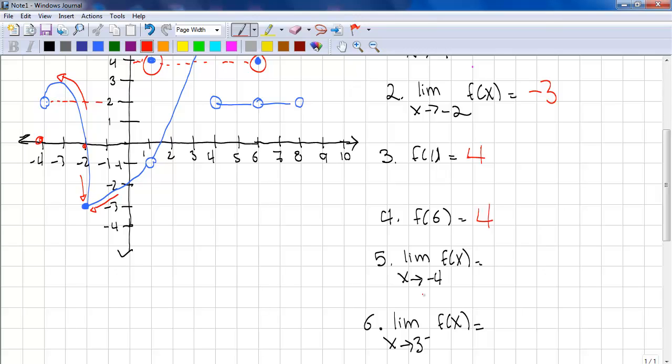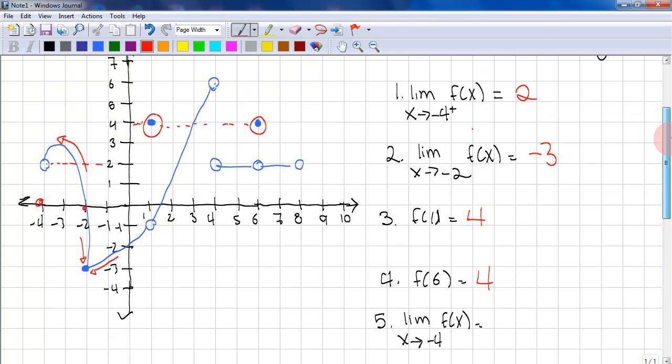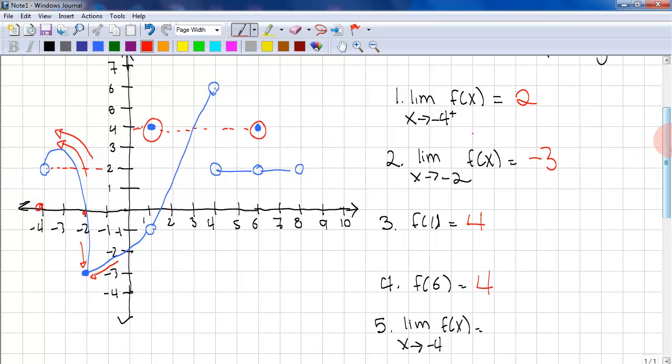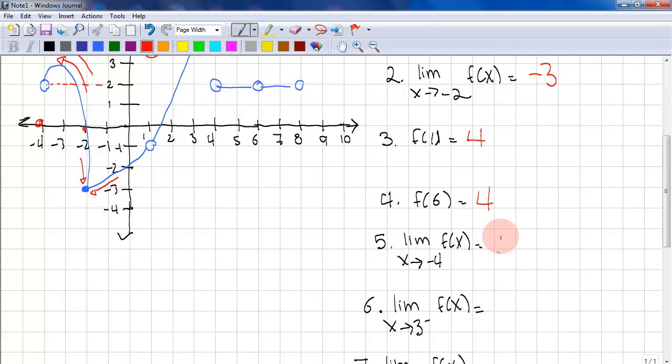Next question is asking us, as the limit of x approaches -4, again from the left hand and right hand side, what would f(x) be? Let's look at -4. So again, we can see we can approach it from the right hand side, but we're unable to approach it from the left hand side. So the limit does not exist.